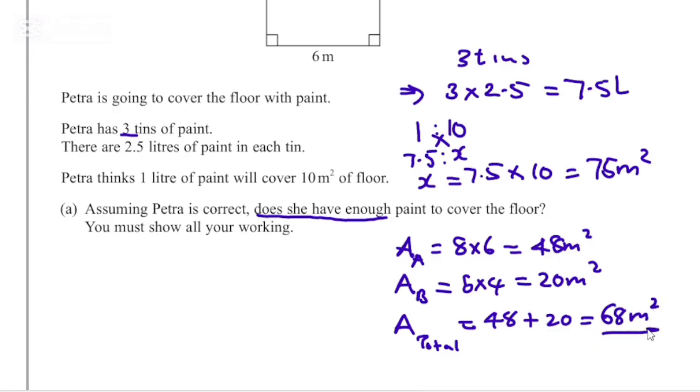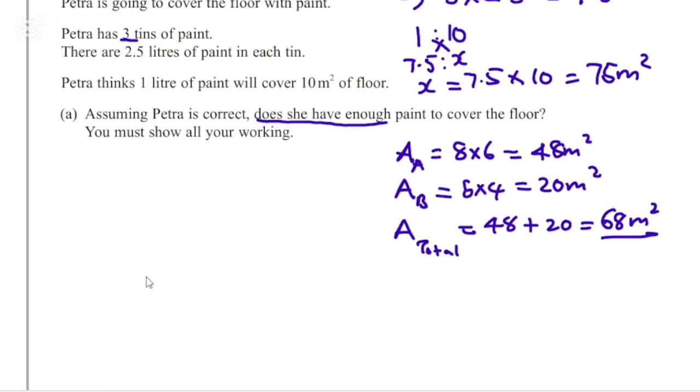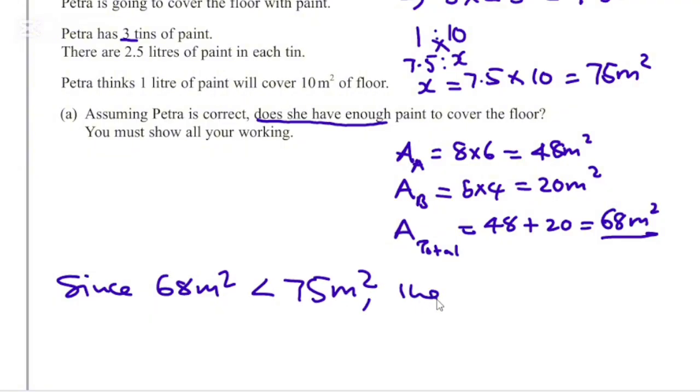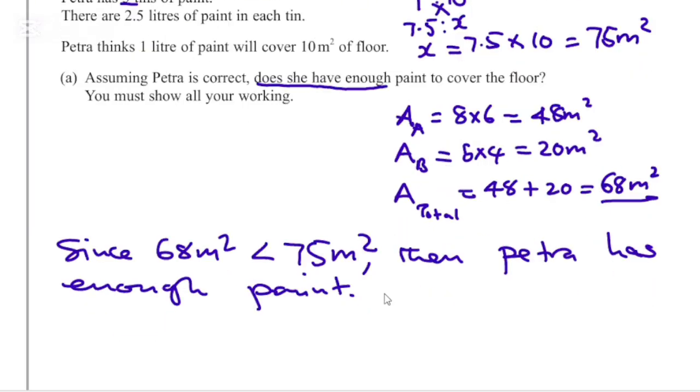Now we compare this total area of the floor and the total area that the 7.5 liters of paint can paint. So you can see that the total area of the floor is 68, which is less than 75. So which means Petra has enough paint, all right? So we're going to say, since 68 square meters is less than 75 square meters, then Petra has enough paint. All right.